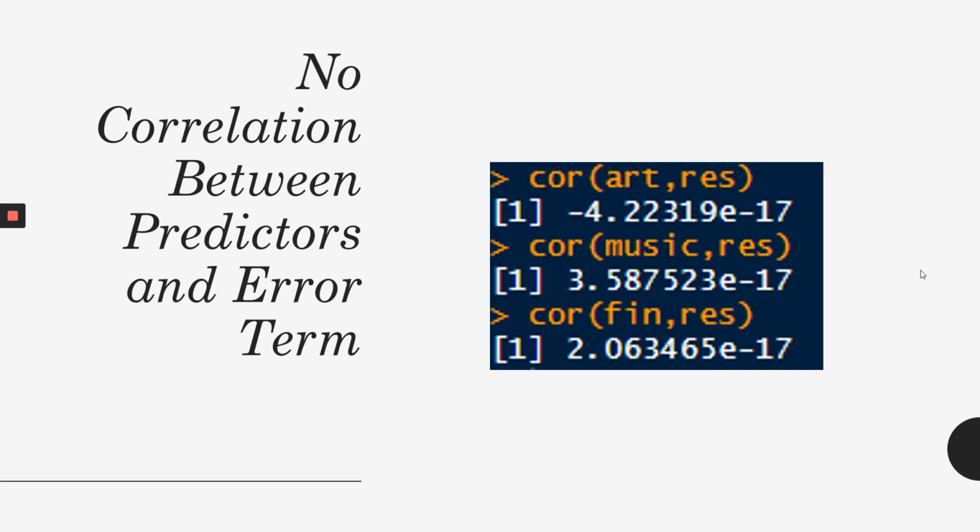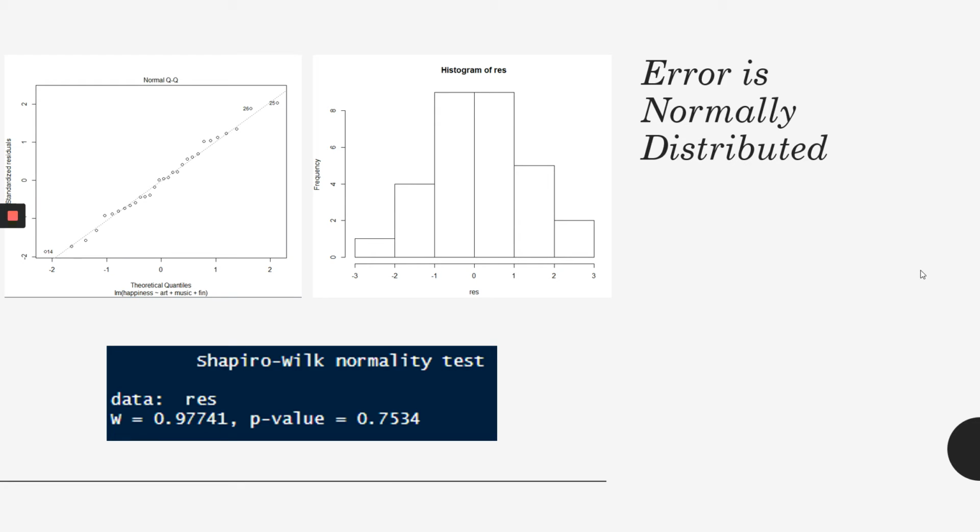Then we have the assumption of no correlation between predictors and the error term, which if there was correlation, it could possibly tell us that there are excluded explanatory variables that account for the error. But when we look at the correlations between our predictors and the residuals, we see that it's near zero. So again, we can decide probably this is not an issue. It doesn't seem like there are any significant correlations there that we need to be worried about.